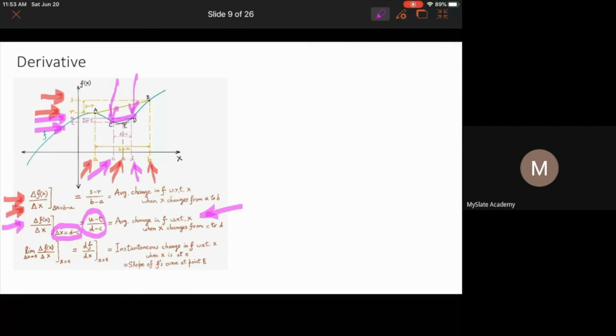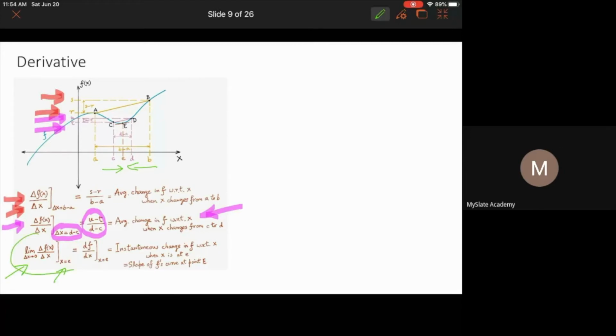But by the same logic, you can say that we can improve further, right? So let me again rub all this off. And how can you improve further? You can improve further by narrowing this interval even more, right? You move even closer to E, and you keep doing that until you are extremely close to E, right? So think of an interval around E which is so small that you can say that delta x tends to 0, and that's what we've written here, right? Limit of delta f by delta x at x equal to c as delta x tends to 0.